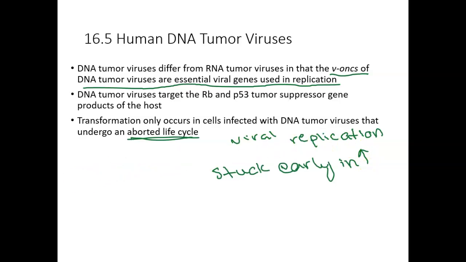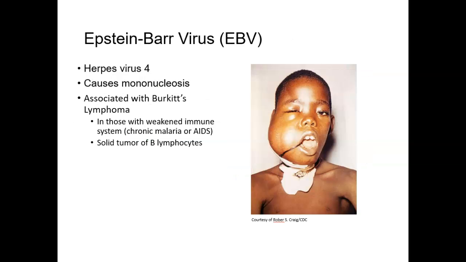We're going to talk first about Epstein-Barr virus. Epstein-Barr virus is a DNA virus. It's a herpes virus, or it would be human herpes virus 4. This is really famous for causing mononucleosis, so most of the time this is asymptomatic. But occasionally it can cause mononucleosis that many of you guys are familiar with, also known as the kissing disease.